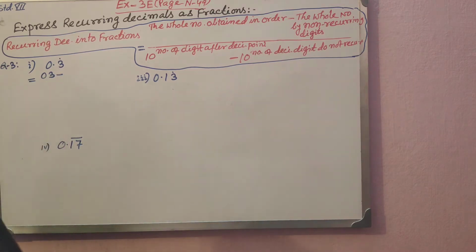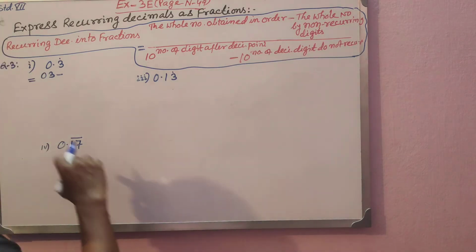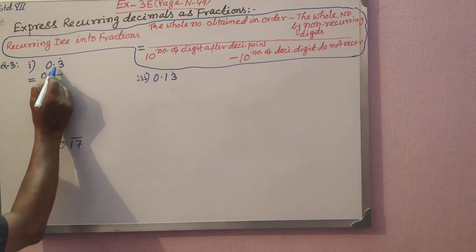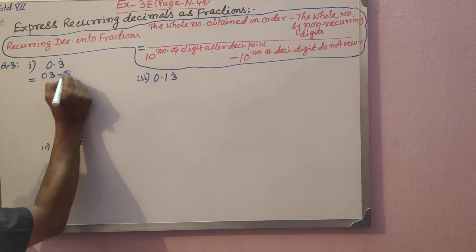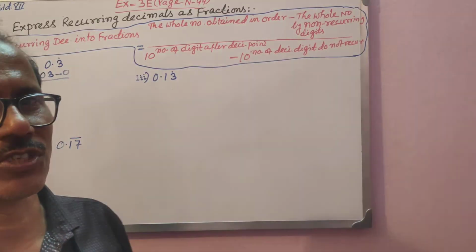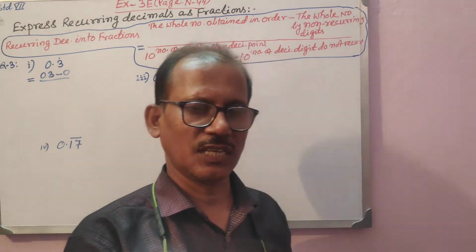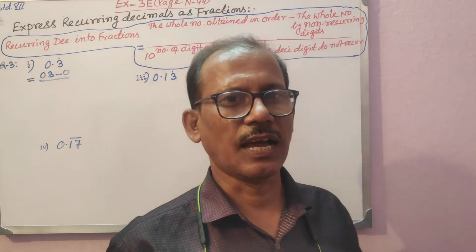Minus non-recurring decimal digits in order. So this is non-recurring, this is recurring. Where the recurring dot or recurring bar is there, that part is the recurring digit. So this is the whole number obtained without the recurring digit. So here 0. So 3 minus 0, that is the numerator. The numerator is over. See how lengthy I have written, but see the operation: the whole number obtained arranging all the digits in order minus the non-recurring digits in order.